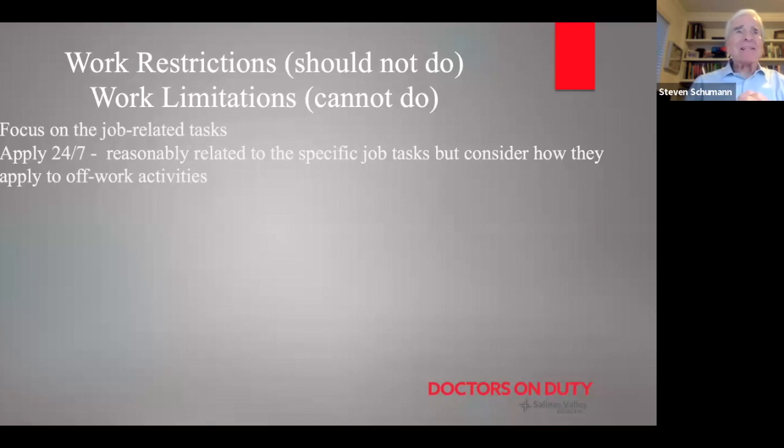So it's the patient with a cast that can't climb a ladder or go up or down stairs. So we want to be focusing on the job related tasks, but bearing in mind that these apply 24/7. So they're not strictly related to what employees are doing on the job. They're also what activities they have off the job. So you want to test your restrictions, limitations in the sense of how is this going to apply to an employee at home or in the market or doing whatever else they do off the job. So they're 24/7 application.